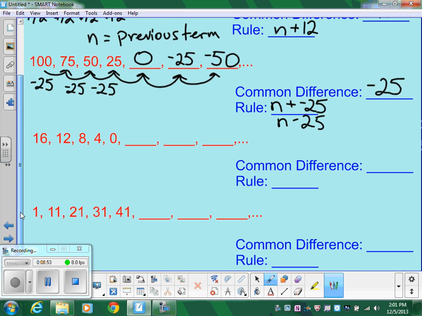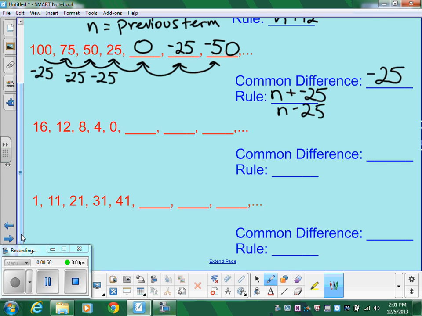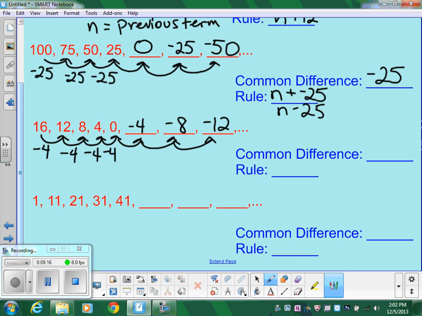Let's take a look at our third example. Once again, we are looking for a difference between all of our pieces here. In this case, we are changing with a decrease of 4. So continuing the sequence here, we'll have -4, -8, -12. Our common difference here is -4. Following the same process as before, the previous term plus the common difference gives us a rule of n minus 4.